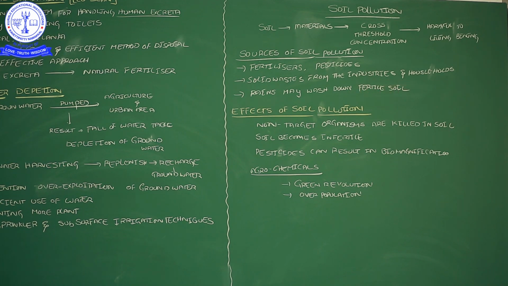Okay, then effects of soil pollution. Unnecessarily or unwantedly, soil pollution has happened. What will it show? What is the effect of the soil pollution? Here, non-target organisms are killed in the soil. Nothing but some of the microorganisms that grow in the soil.